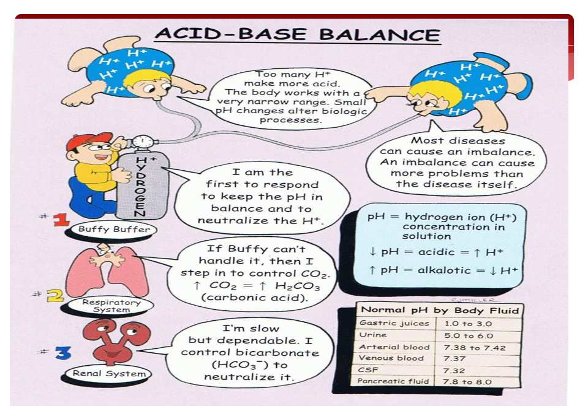Most diseases can cause an imbalance of our pH system, or our acid-base balance system. An imbalance can cause more problems than the disease itself. So the next bubble says, I am the first to respond to keep the pH in balance and to neutralize the H ions. Then the respiratory system says, well, if Buffy the buffer can't do it, then I will do it. I'll step in and control the CO2. So the lungs control the ventilation part of it.